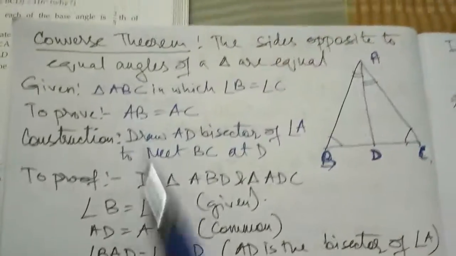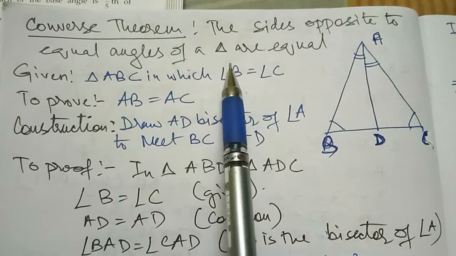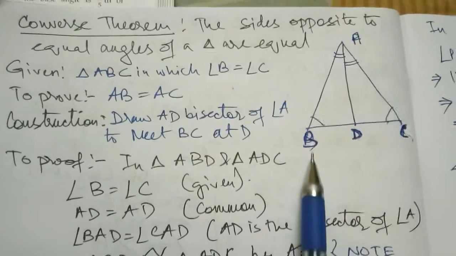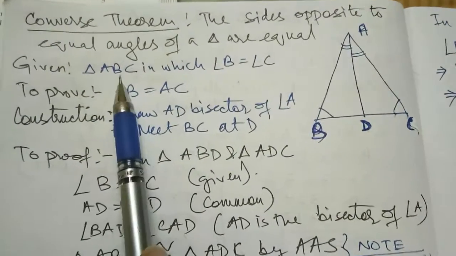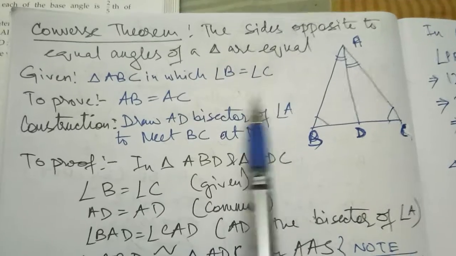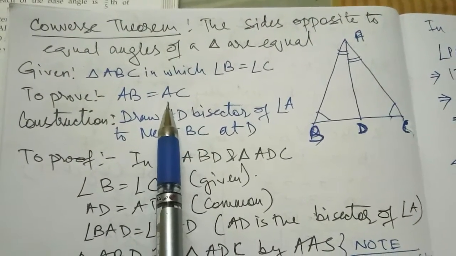See what the converse is. The sides opposite to equal angles of a triangle are equal. Now just the opposite is given. The angles are given equal, so the opposite sides will also be equal. Now ABC is a triangle in which angle B equals angle C, given. Now to prove AB equals AC. Last time we proved the angle. Now we are proving the side.